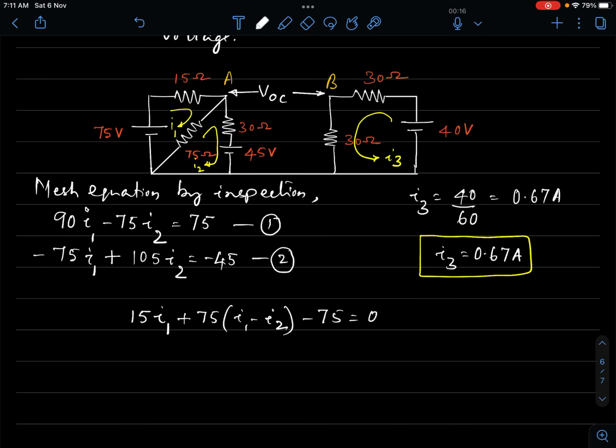Okay, equation 2, how do we get equation 2? We write the KVL equation for mesh 2. That is the 30 ohm resistance carrying a current of I2, then plus 45, that is the drop in potential of the source. You are coming from the positive of the source to the negative of the source, so that is plus 45. Drops are positive. Then we come here, then we go here, 75, then plus 75 into the direction of current, now clockwise, which is I2 minus I1, equal to 0. So these are the two mesh equations, KVL equations. You simplify, you will get the same equations 1 and 2.